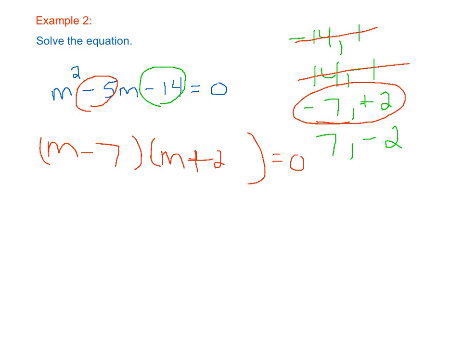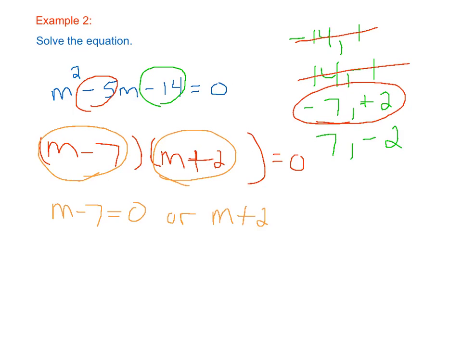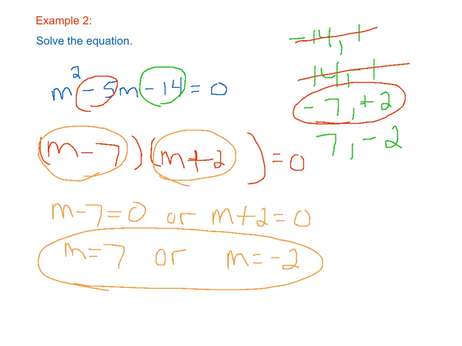This is an equation and equals 0. So here basically each of these parentheses represents a number. So either all of this could be 0, because anything times 0 is 0, so you can say either m minus 7 equals 0, or all of this could be 0. One of those two things in the parentheses has got to be 0. So if you solve this equation here, m would be 7, or if you solve this equation, m would be negative 2. So our two solutions for this particular equation are m equals 7 or m equals negative 2.